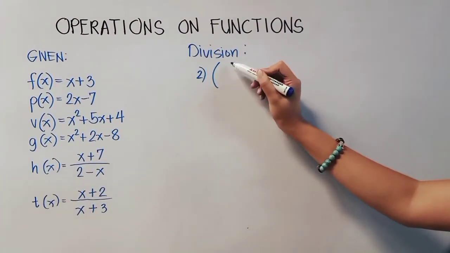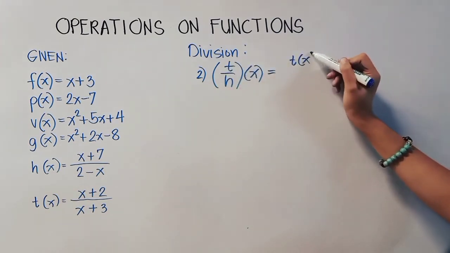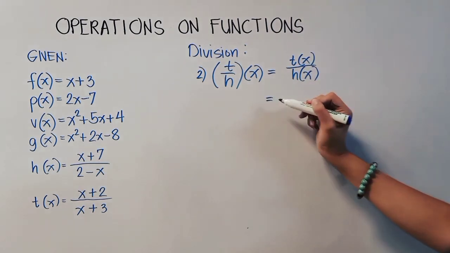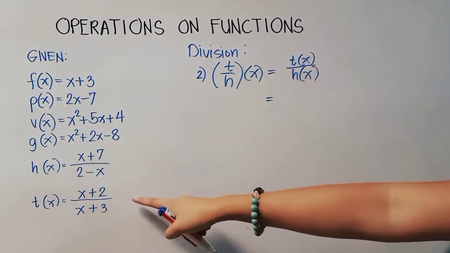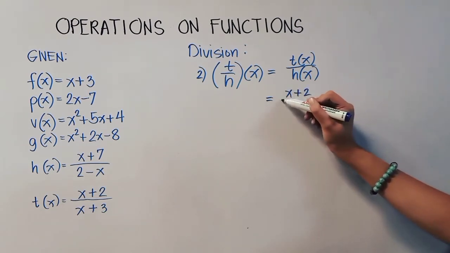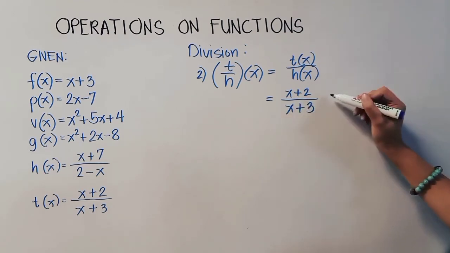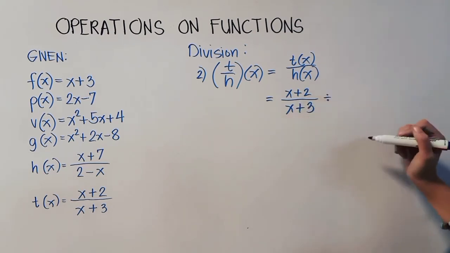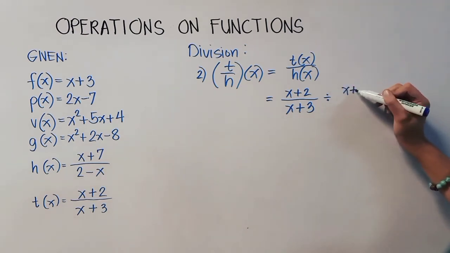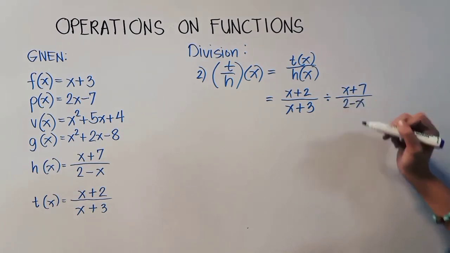We are now on number 2. So we can write this one as t of x all over h of x. Now t of x is a fraction. We have here x plus 2 all over x plus 3. And then we will divide this one to another fraction, x plus 7 all over 2 minus x.